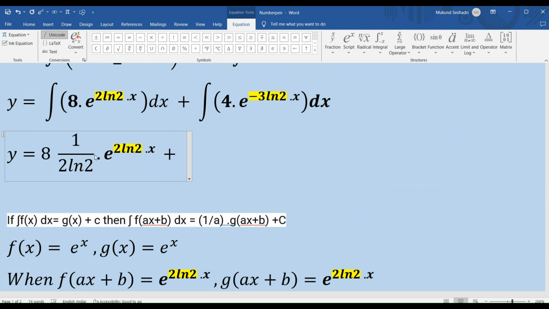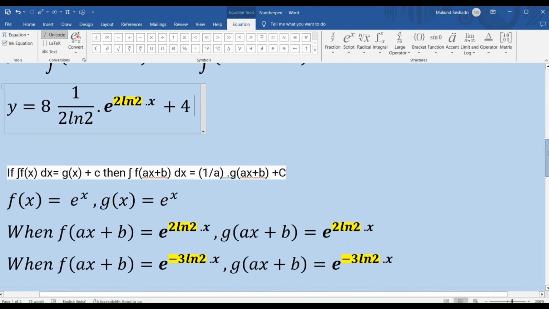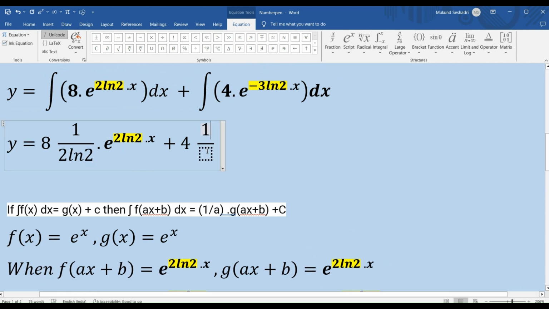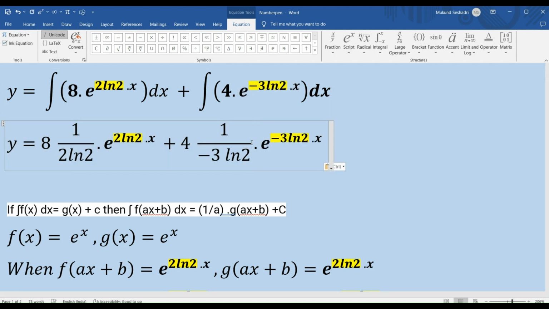And similarly, I pull out the 4 and I have the integral of e to the power minus 3 ln 2x dx. Again, it's a problem of the type integral of f of ax plus b dx, where your f of ax plus b this time is e to the power minus 3 ln 2x. So what is my answer to that particular integral? It is 1 by 8 times. Again, in place of a, this time you have minus 3 ln 2, and then I have my g of ax plus b, which is nothing but e to the power minus 3 ln 2x.